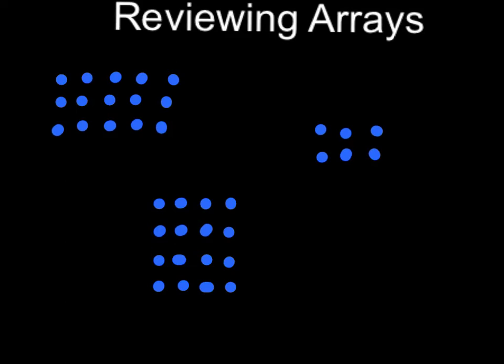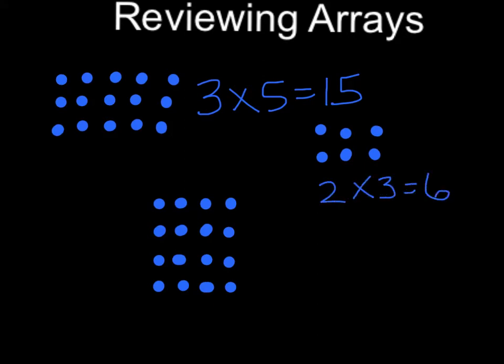This first array represents 3 times 5, which equals 15. The second smaller array represents 2 times 3, which equals 6. Finally, the array at the bottom represents 4 times 4, which equals 16.